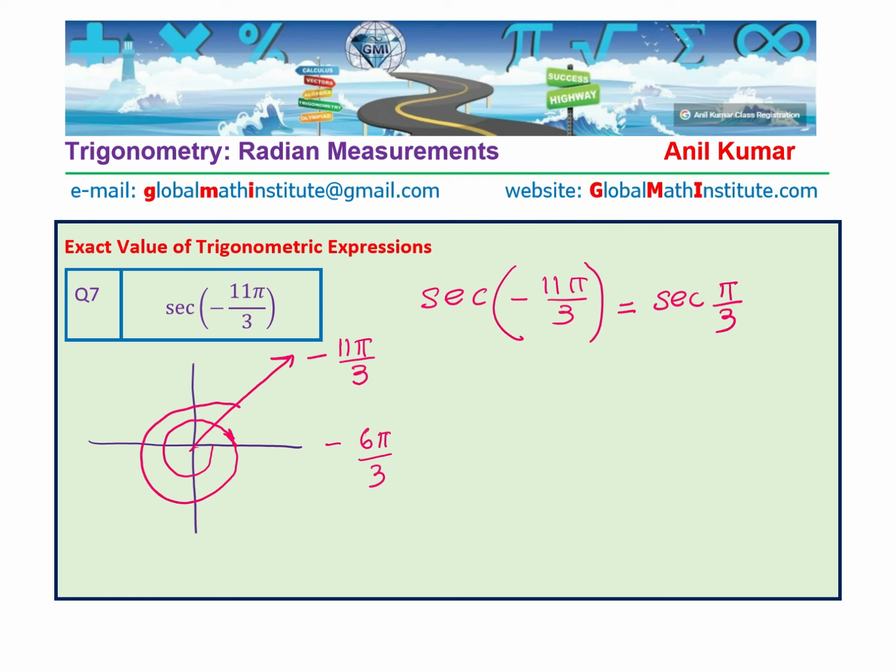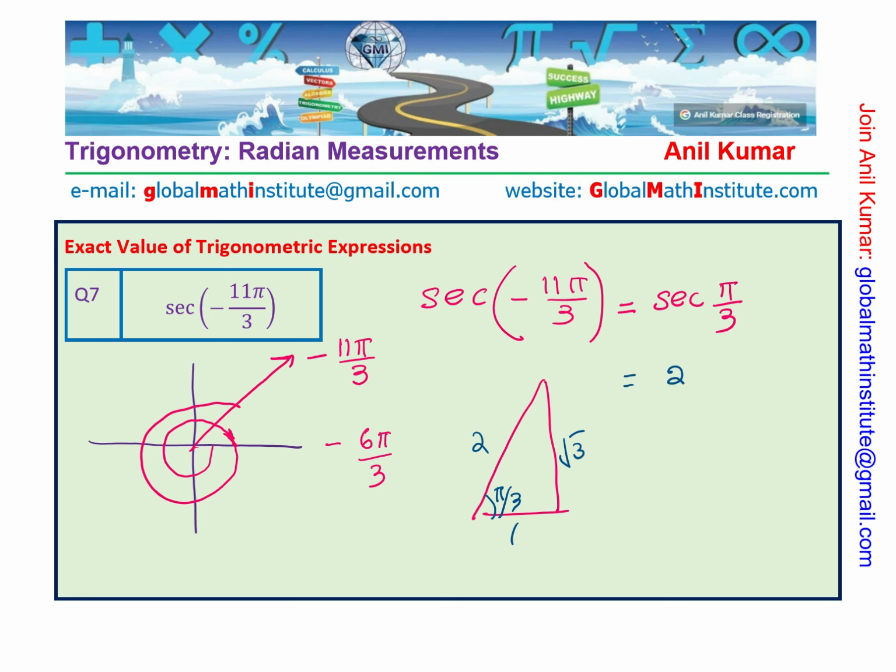You are in quadrant 1, value has to be positive. And now make your triangle. Perfect. Pi by 3 is this angle where the sides are 1 to square root 3. Secant is the reciprocal of cos, so it is 2. So we get this value of 2. Perfect. I hope it is making sense, right?